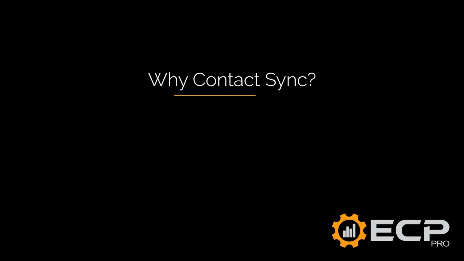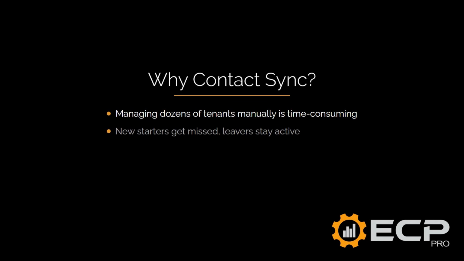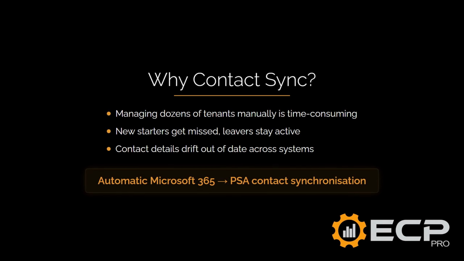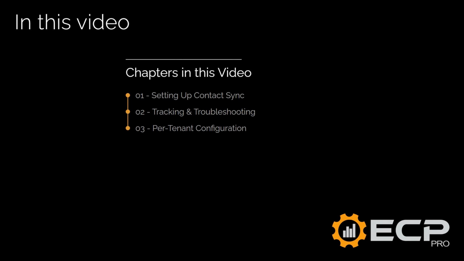When you're managing dozens of tenants, keeping PSA contacts up to date is time-consuming. New starters get missed, leavers stay active, and contact details drift out of date. Contact Sync solves this by automatically synchronizing Microsoft 365 user data into your connected PSA system, so your contact records stay accurate without manual upkeep. In this video, we'll cover 3 chapters: setting up Contact Sync, tracking and troubleshooting, and Per-Tenant configuration.